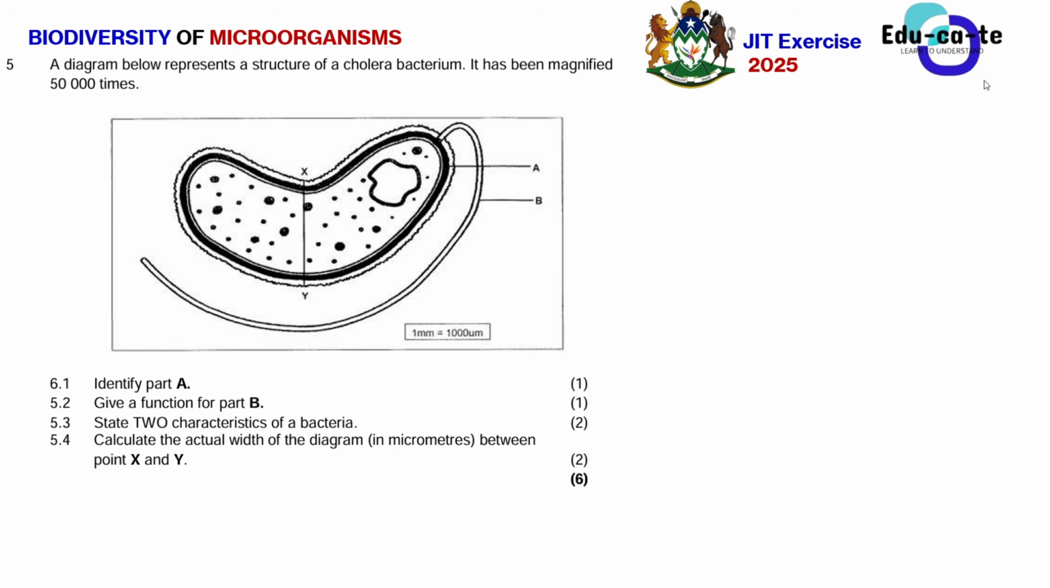In this video, we'll be doing the biodiversity of microorganisms. Particularly, we'll be looking at the question about bacteria.